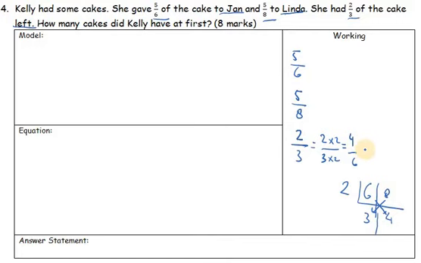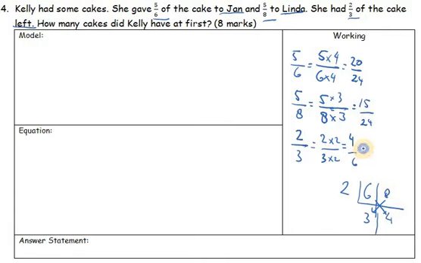So for the 6, we need to multiply with 4. 6 will multiply with 4, and the numerator also multiplies with 4, so this one is 20 out of 24. And then the 8 multiplies with 3, so let's copy the fraction and multiply with 3. So this one is 15 out of 24.